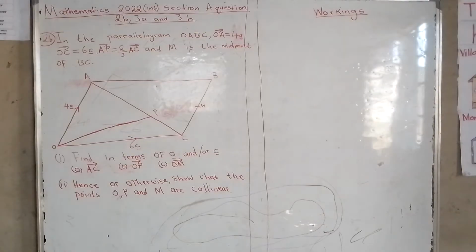In this video, we'll be solving a mathematics past paper, which is Paper 2, written in the year 2022 by the internals, which was written in November. Specifically, we'll be looking at question 2B, question 3A, and 3B. Those are the questions we'll be looking at specifically in this video.